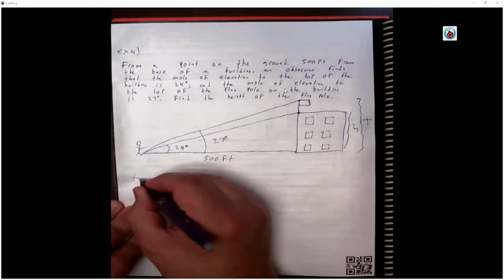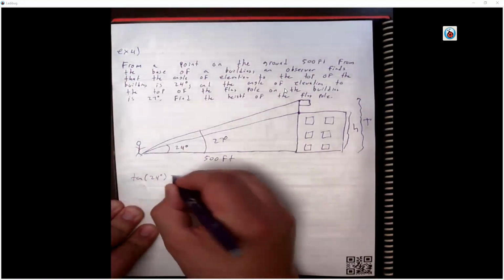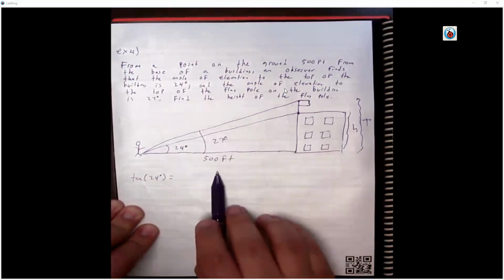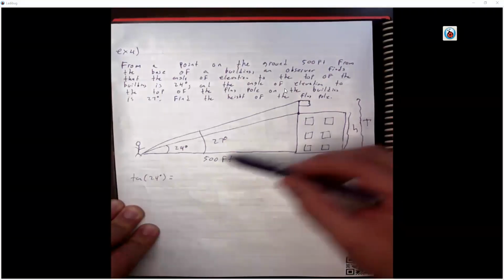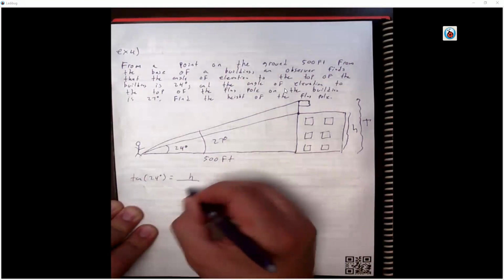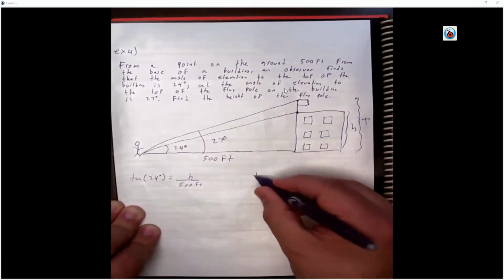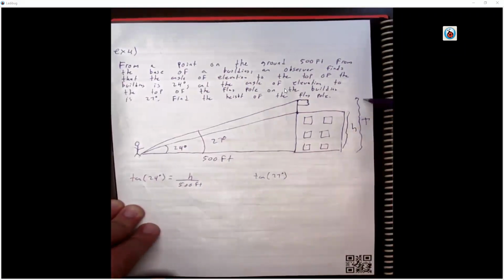So that's what we're going to do. Tangent of 24 is equal to H over this guy, so this height, opposite over adjacent. Okay. Tangent of 27 will be this opposite, all the way up to here, over 500.